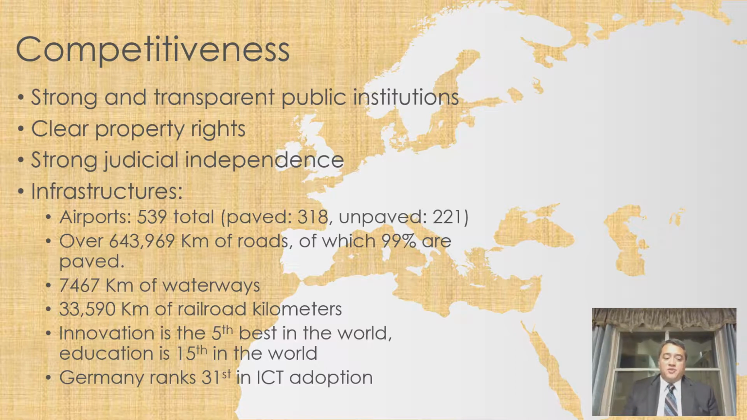Germany also boasts 7,467 kilometers of waterways and 33,600 kilometers of railroad. Germany is the fifth best country in the world when it comes to innovations, and its education system is ranked 15th in the world. Germany also adopts innovation and technology upgrades to its infrastructure and ranks 31st in ICT adoption in the world.